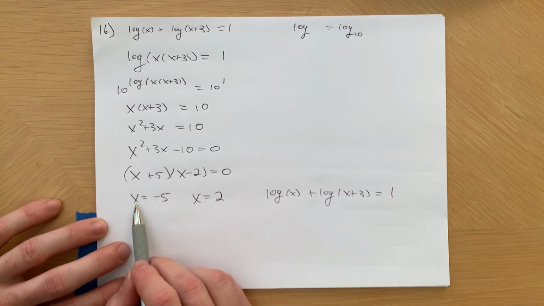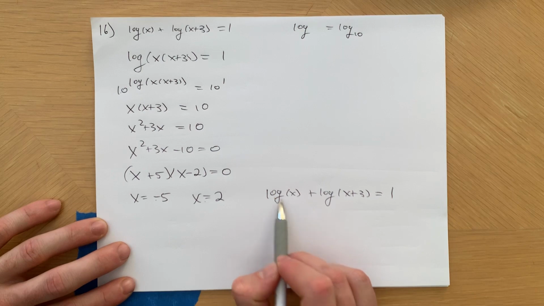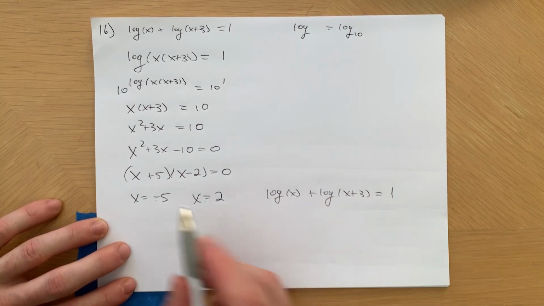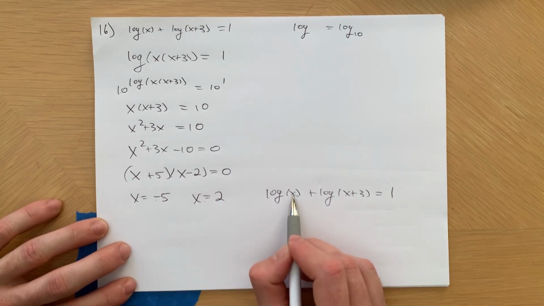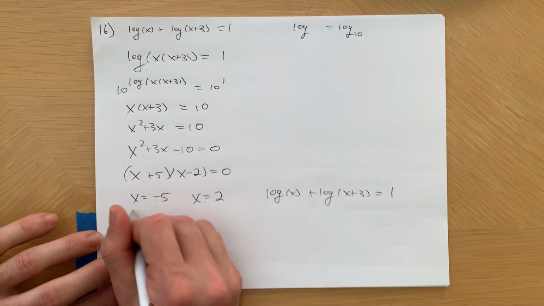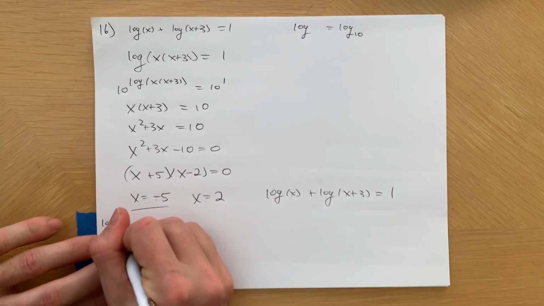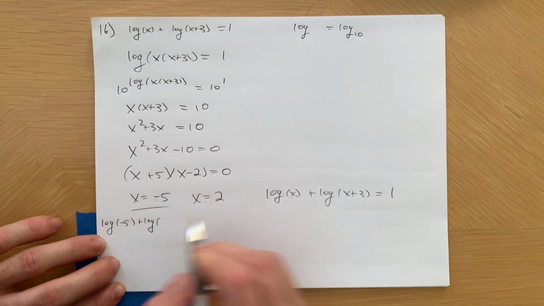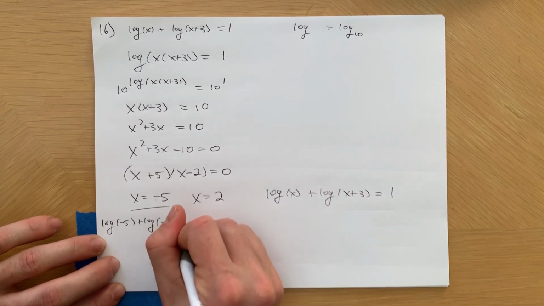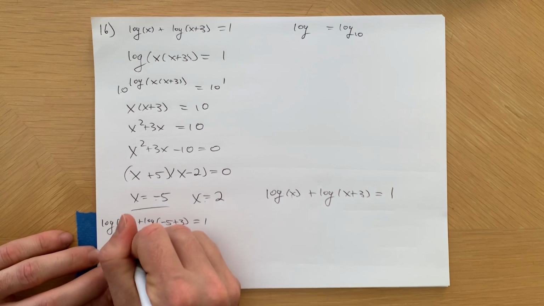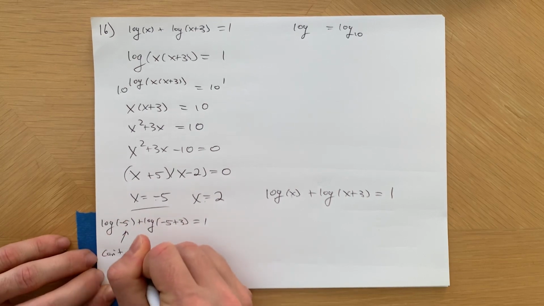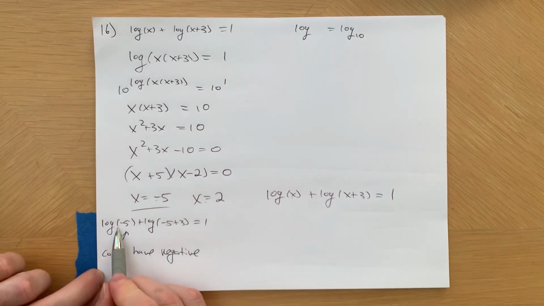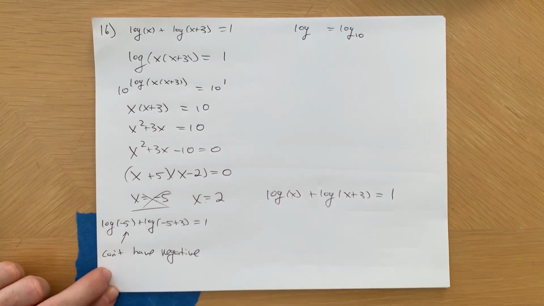when we plug these numbers in. So you see, if we were going to plug in minus 5 here, we're going to get log of minus 5. So we can't have that. We can't have a negative on the inside of a log. So for example, if we were going to plug in minus 5, we're going to get log of minus 5 plus log of minus 5 plus 3 equals 1. But right here, we can't have a negative. So because there's a negative on the inside of the log, we have to get rid of that answer.